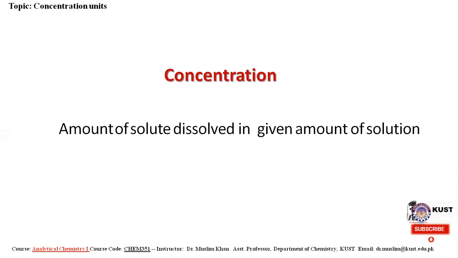As I told you before, the solution is the homogeneous mixture of solute and solvent. So the amount of solute dissolved in a given amount of solution is termed as concentration. While measuring the concentration, the strength of the solution, we say that this solution is 1 molar solution or 1 ppm solution or 1 ppb solution or 1 normal solution.